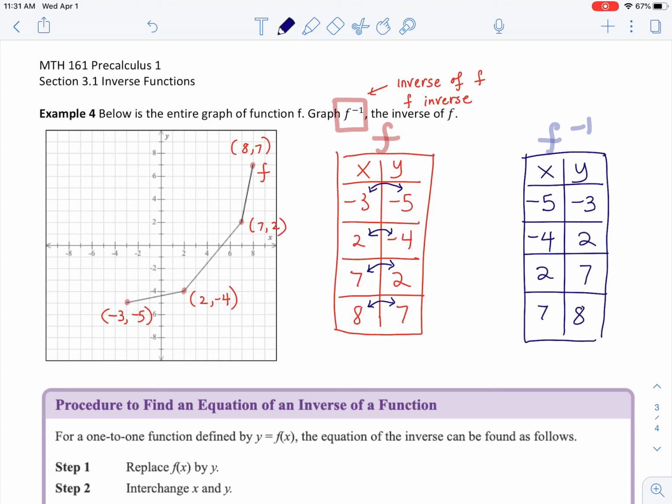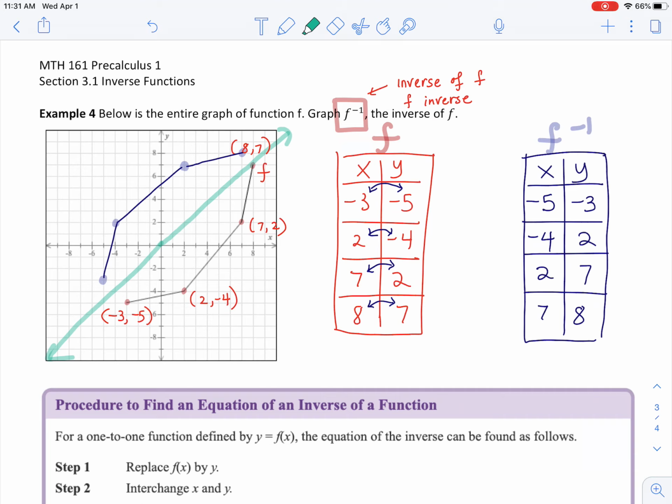Now we're going to plot these 4 points on the same graph. And remember what we want to see? We want to see a nice symmetry with respect to the line y equals x. Alrighty, let's plot these. -5, -3, right here. Next one, -4, 2, right here. Next one, 2, 7. And last one, 7, 8, right here. Let me connect them with lines. Whoopsie, that wasn't too pretty. This, and that. Now, do you notice, let me try to sketch a y equals x line with this green highlighter.